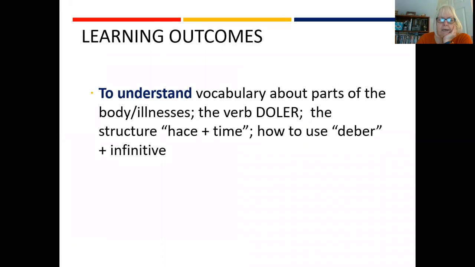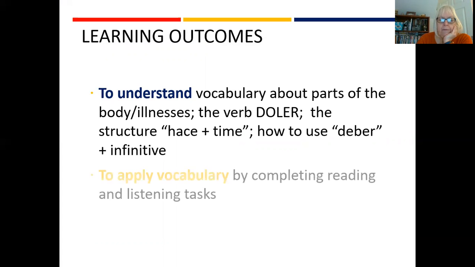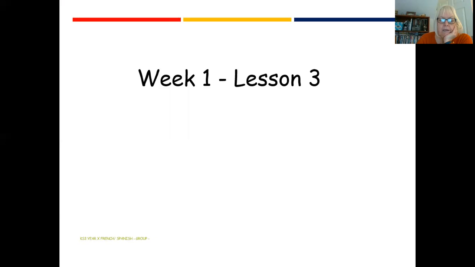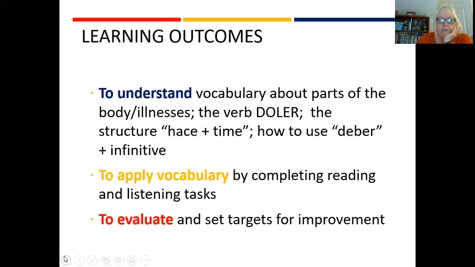Learning outcomes for today, or for this week, really. We've looked more at parts of the body, illnesses, doler. We've looked at hace plus time and how to use deber and the infinitive. We've done some listening and reading, and we're going to set targets for improvement later on. Lesson 3 obviously follows.